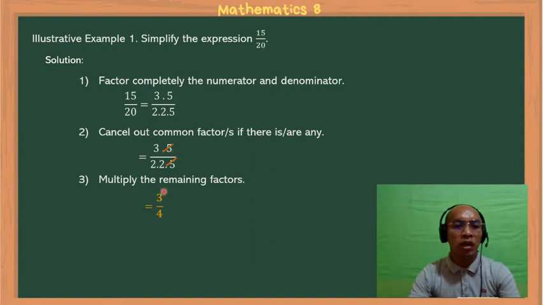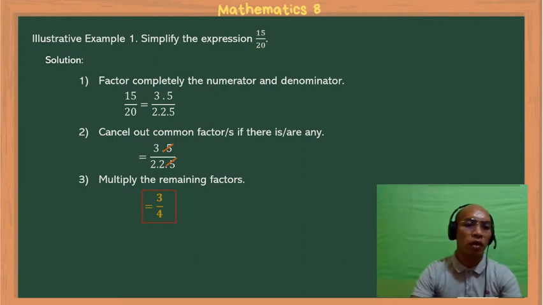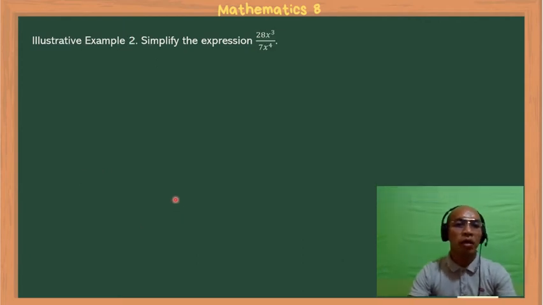Multiply 3 times 1 is 3, all over 2 times 2 times 1, that is 4. So the lowest term or the simplest form of 15 over 20 is 3 over 4. Let's have example number 2. Simplify the expression 28x to the power of 3 all over 7x to the power of 4.